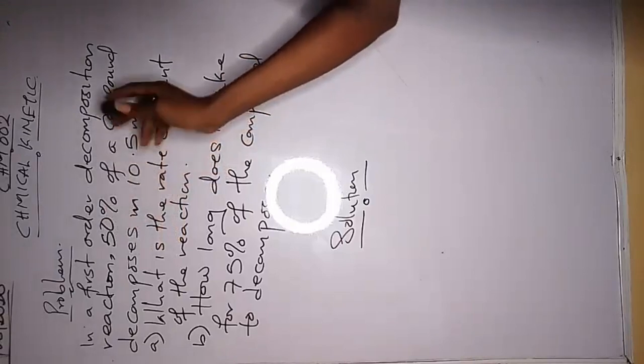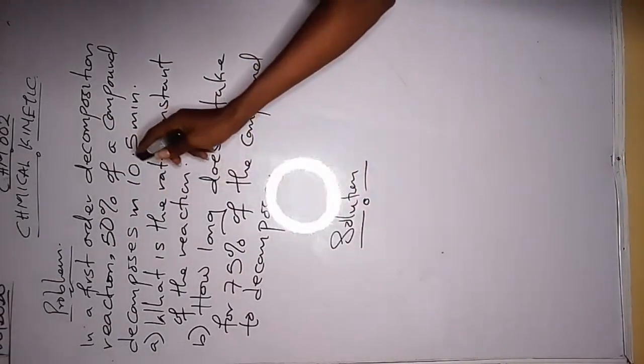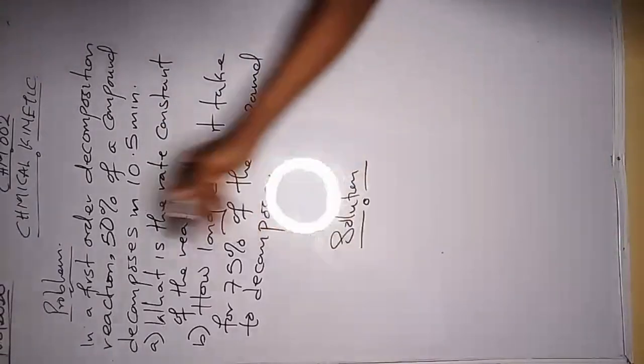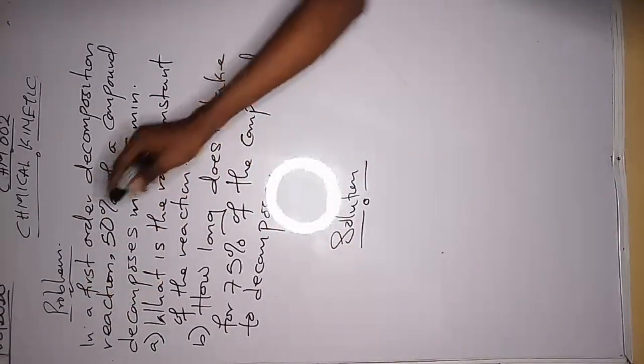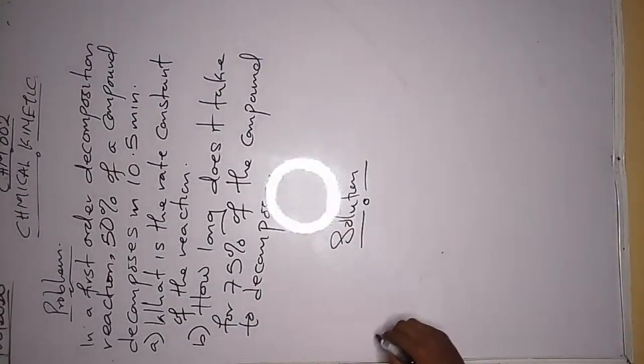When you say 50% of the compound, we're talking about the concentration. And we're relating it with what? Time. So that tells us that we're dealing with an integral rate law. And of course, they told us it's a first order reaction. So what's the formula for the integral rate law of a first order reaction? You know that the formula for the integral rate law is this.